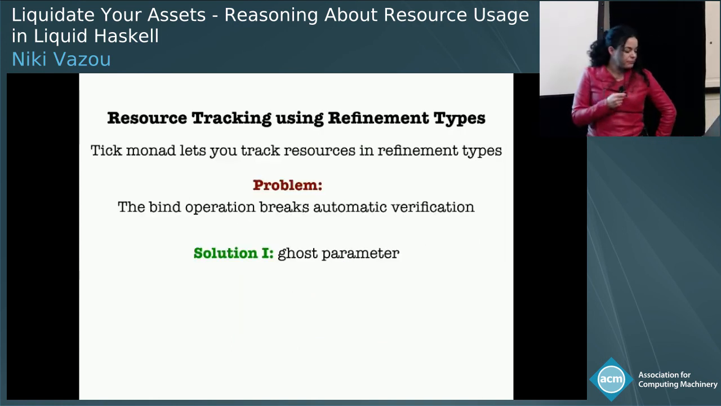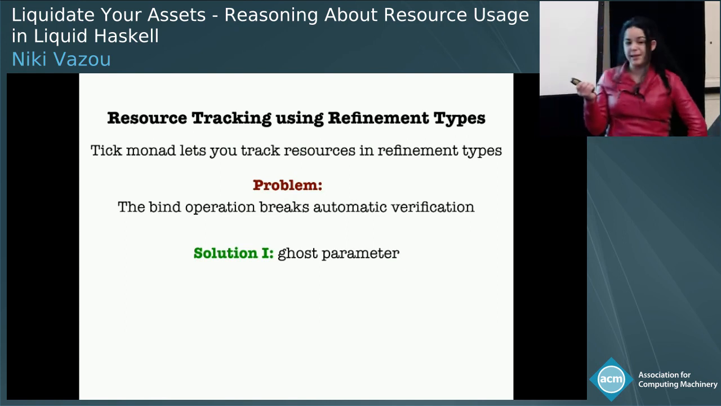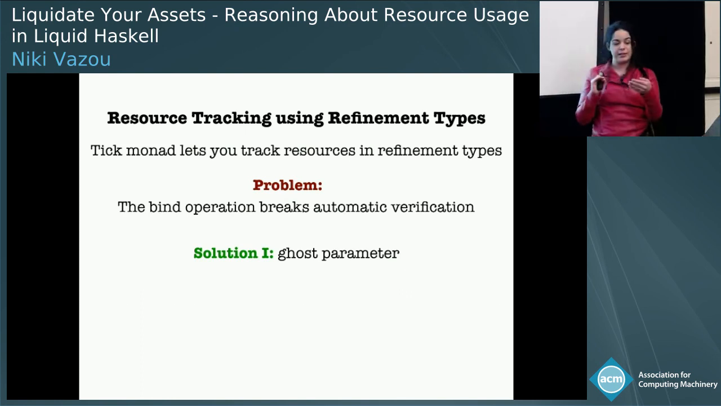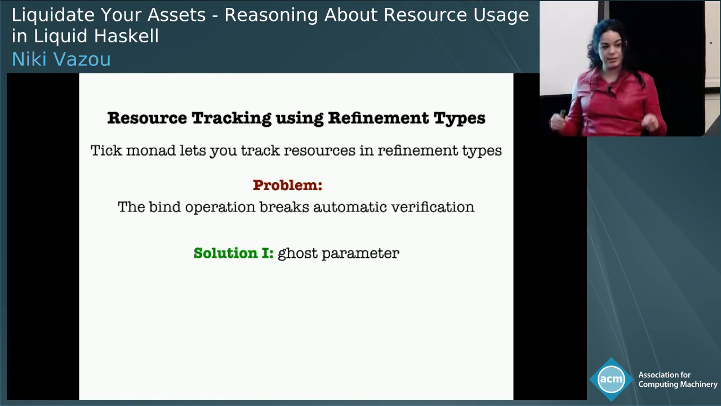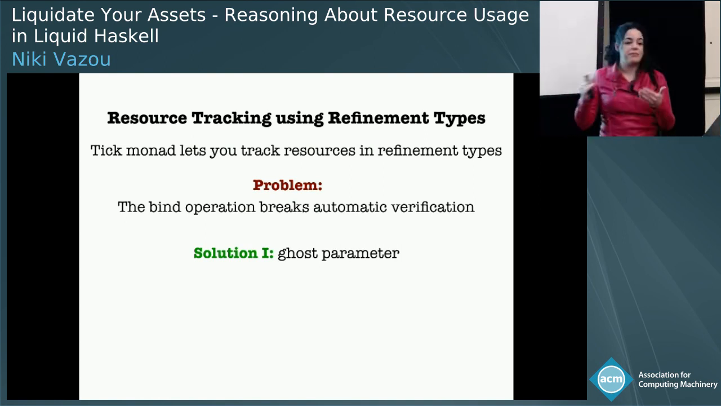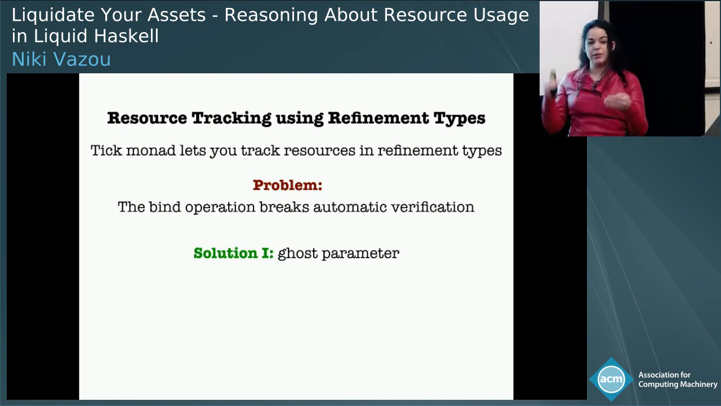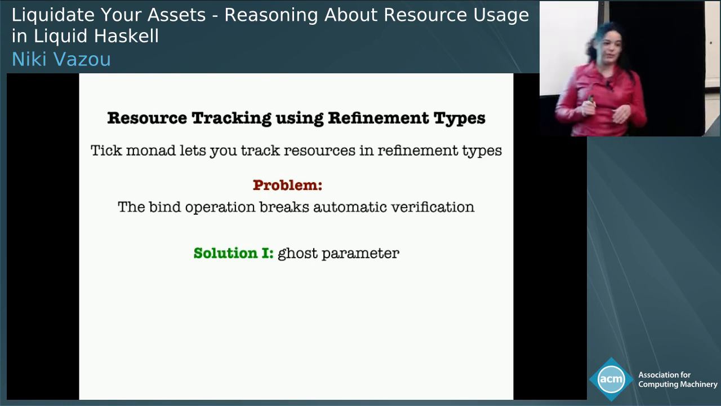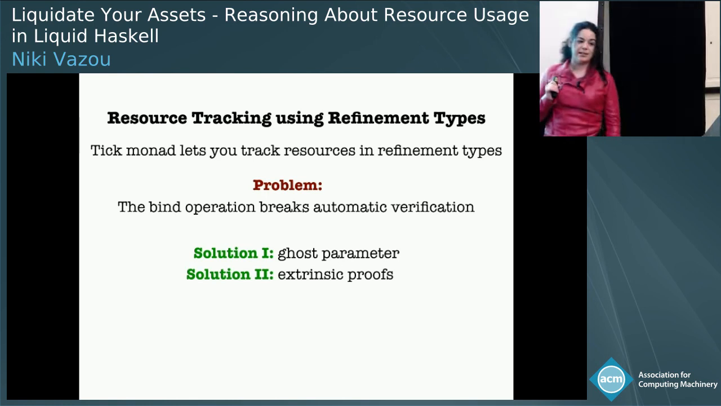So we saw that we can do resource analysis using refinement types. And the idea is that I am using this tick monad, that I am tracking resources with step and apply functions. And the first problem that we saw is that when you're using bind, because you need these type level computations, SMT automation fails, and you need to help it. And one solution is to use this ghost parameter. Now, the other solution is to use extrinsic proofs.